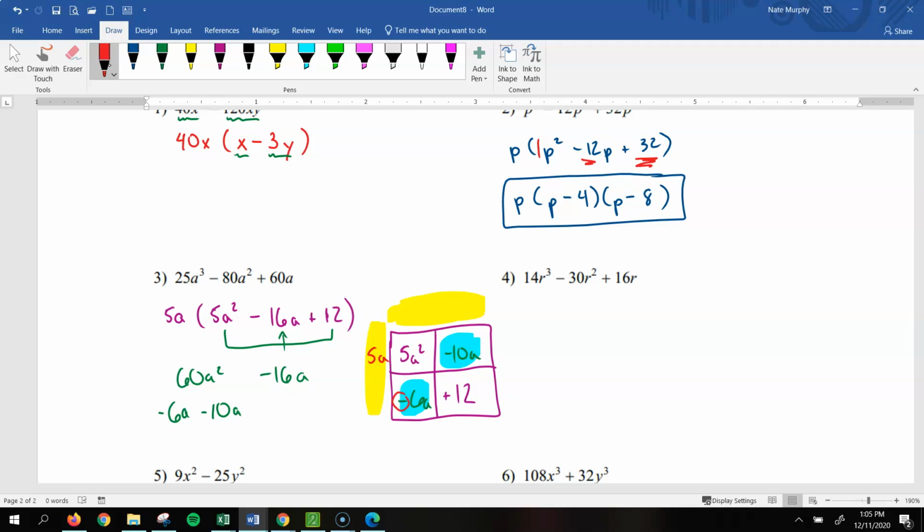Remember, if this first term, when we look at it from left to right, is negative, then this has to be negative. And so between 6 and 12, it would just be 6, would be our greatest common factor there. Now looking down, if the first term we see is positive, then it stays positive.